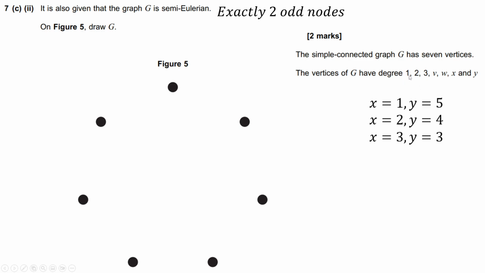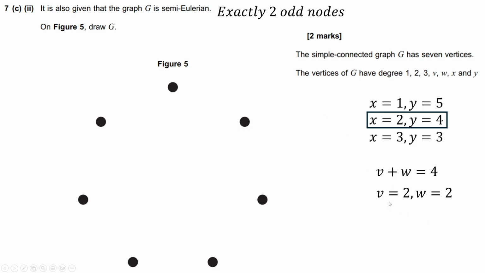Which means that everything else must be an even degree node, otherwise it can't be semi-Eulerian, which means that x and y both have to be even, and v and w also both have to be even degree. So we know that x and y just must be 2 and 4, or 4 and 2, right? So I'll just put a box around that. And then v and w, well, v plus w equals 4, as we've been given from here. We know that just must be 2 and 2, because they both need to be even for the graph to be semi-Eulerian, because we already have 2 odd degree nodes.